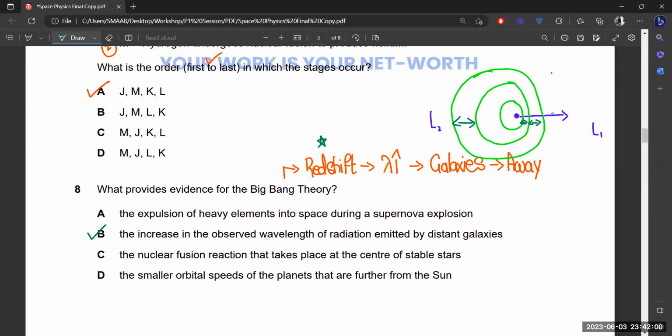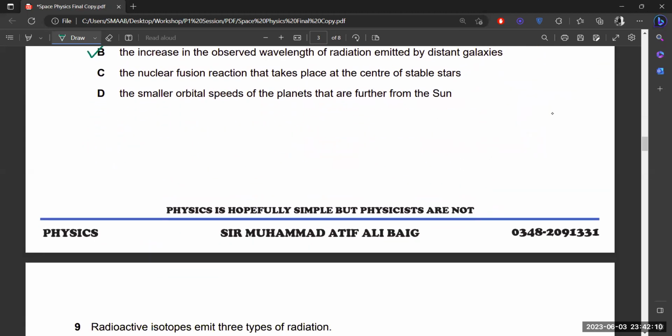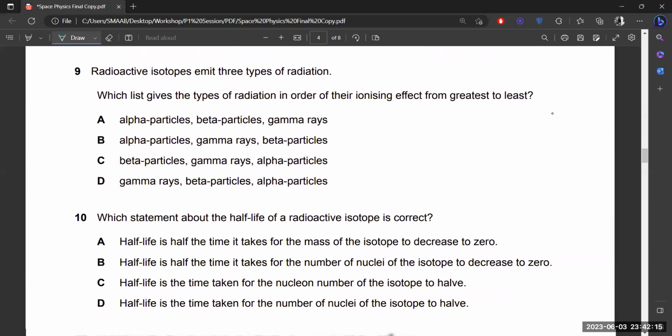And this concept is known as the Doppler effect. I already explained it many times. So please, I recommend you check out my lecture before doing these questions. Maybe it will help you solve the questions and understand the concept in a better way.